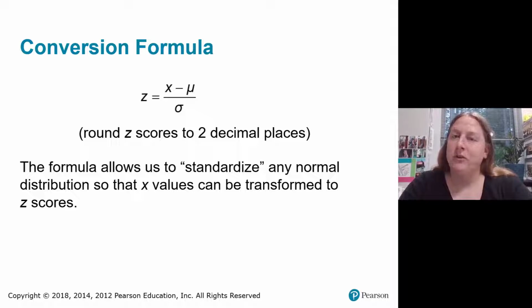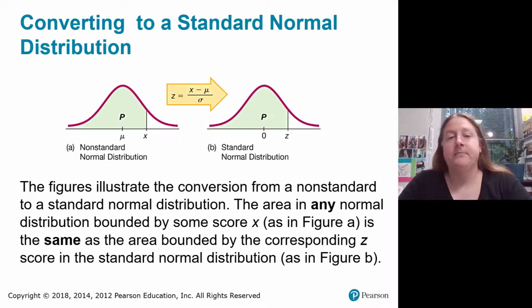So our conversion formula should look very familiar. It's our z-score formula. So we have z equals x minus mu divided by sigma. So x minus our mean divided by our standard deviation. This formula allows us to standardize any normal distribution so that x values can be transformed into z-scores, and we can use our table then to help us find these probabilities.